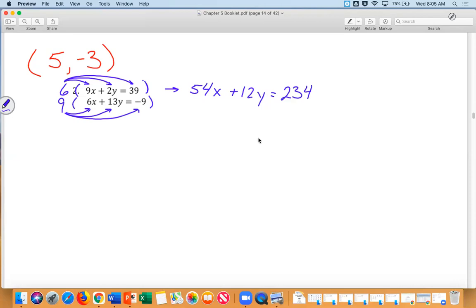54. That's another way to go. Here, 9 times 6, 54. 9 times 13, a little bit more difficult, right? That's 117. Okay. And 9 times -9 is -81. We're getting rid of the x's. Notice the x's are the same. All right.